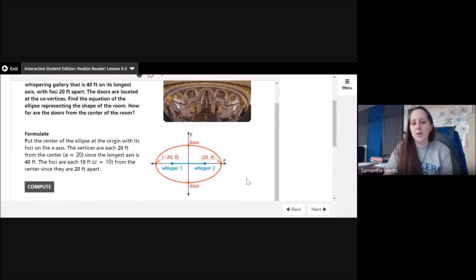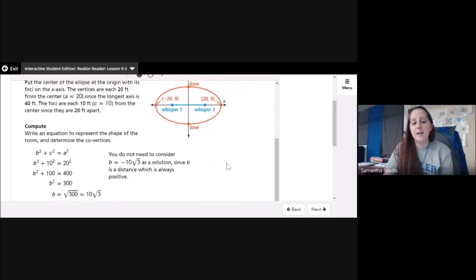I can formulate this. Put the center of the ellipse at the origin with its foci on the x-axis. The vertices are each 20 feet from the center, so A equals 20, since the longest axis is 40 feet. The foci are each 10 feet from the center, so C equals 10, since they are 20 feet apart. I can then compute by finding B squared. Write an equation to represent the shape of the room and determine the co-vertices.